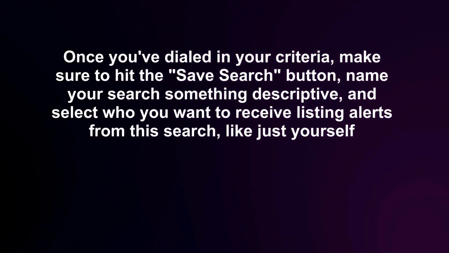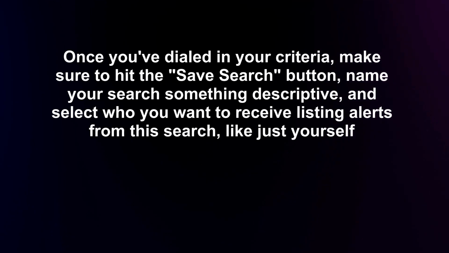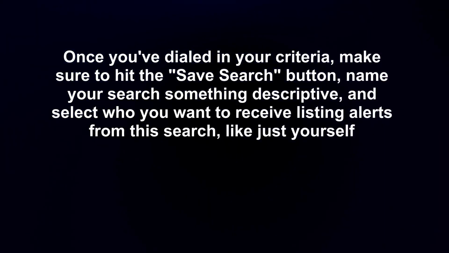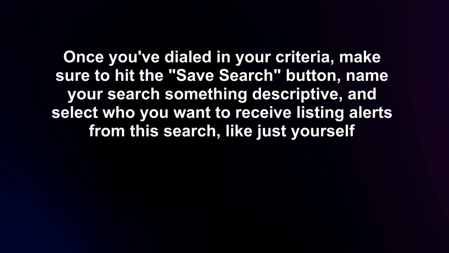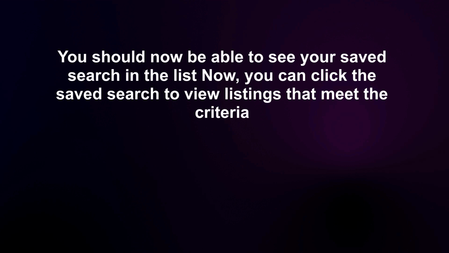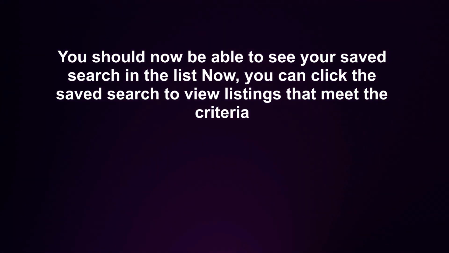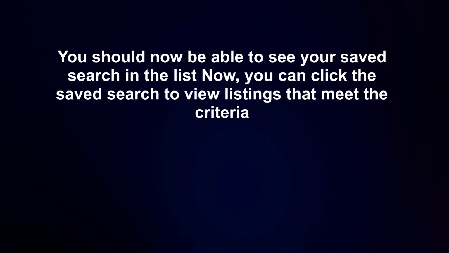Once you've dialed in your criteria, make sure to hit the Save Search button, name your search something descriptive, and select who you want to receive listing alerts from this search, like just yourself. You should now be able to see your saved search in the list. You can click the saved search to view listings that meet the criteria.